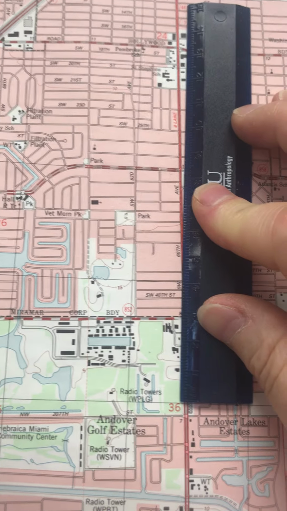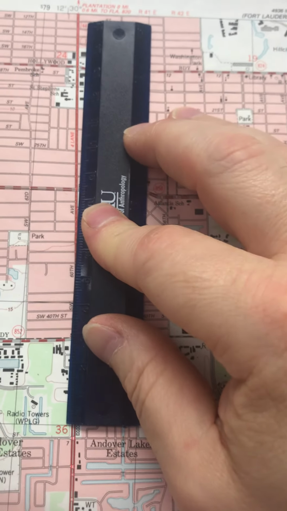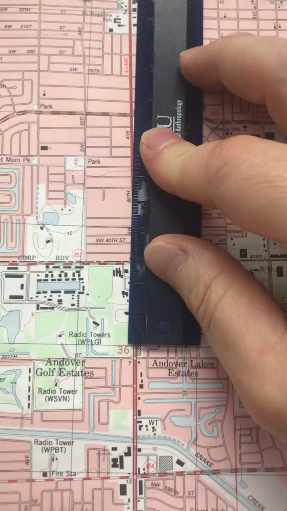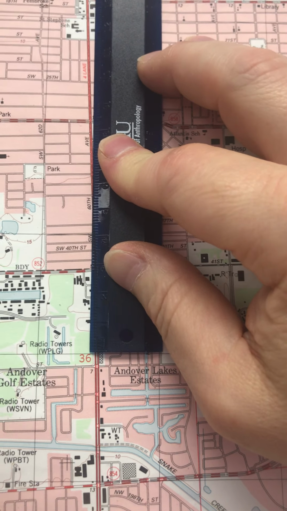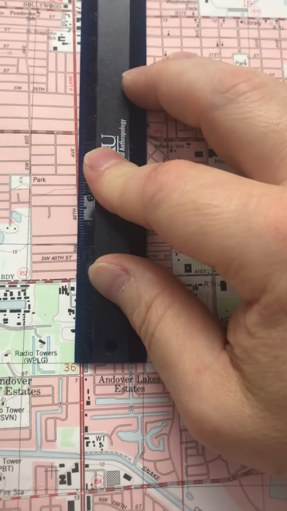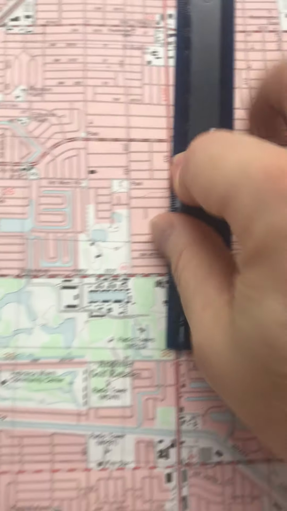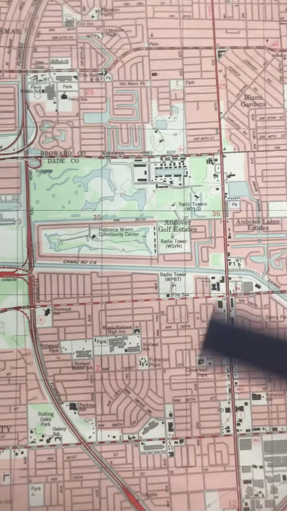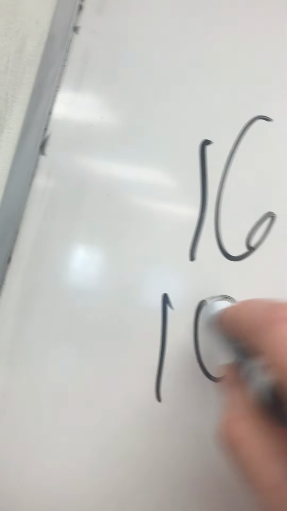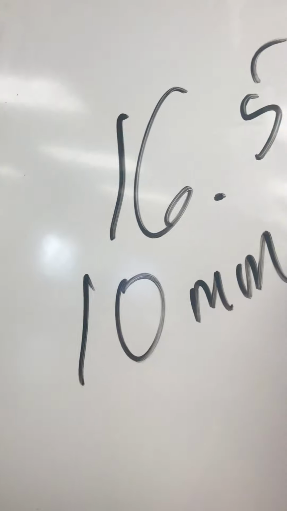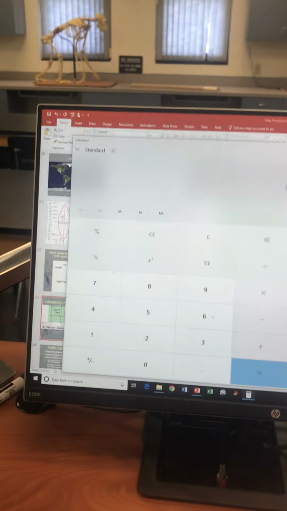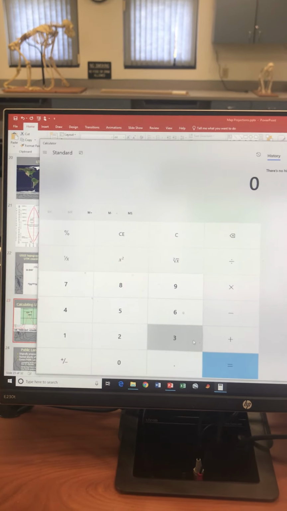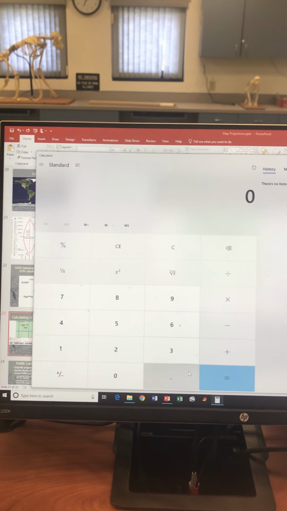Except I can't read the number. Oh, I don't know if you can see that, but it's almost exactly 10 millimeters, right? So we get 10 millimeters north. Now, what we want to know is how many meters that is at the scale of the map.